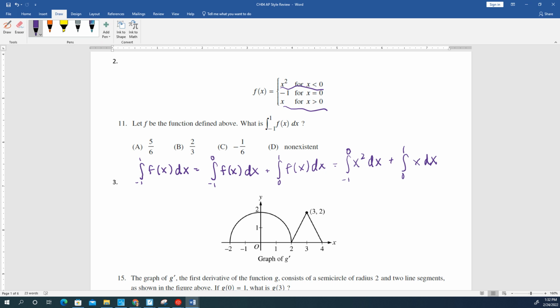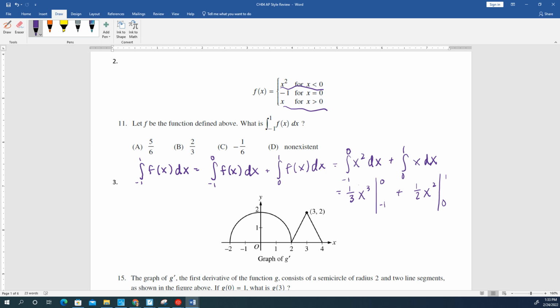Okay, so you guys know how to evaluate definite integrals. Find the antiderivative, fundamental theorem of calculus, part 1. Add 1 to the power, divide by the new power. I'm going to write that as 1/3 x cubed, with bounds 0 and -1. Plus, this would just be 1/2 x squared, bounds of 1 and 0.